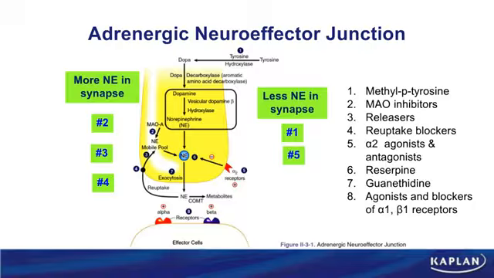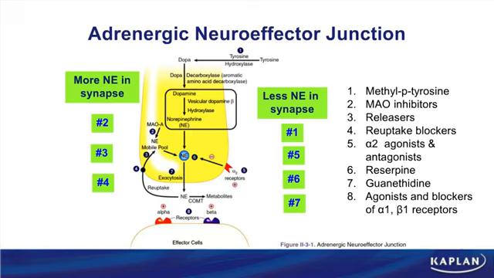Number 6 is where the drug reserpine is going to work. Reserpine works by destroying the storage vesicle. It damages and possibly destroys the vesicle, thereby depleting this neuron of norepinephrine. Obviously, that's going to decrease the amount of norepinephrine in the synapse.